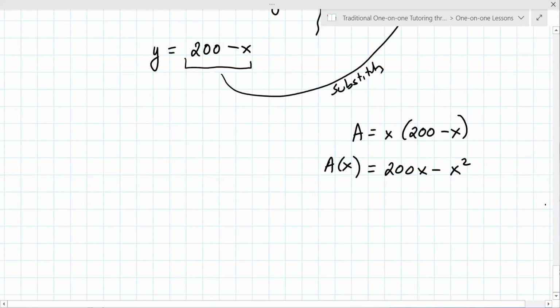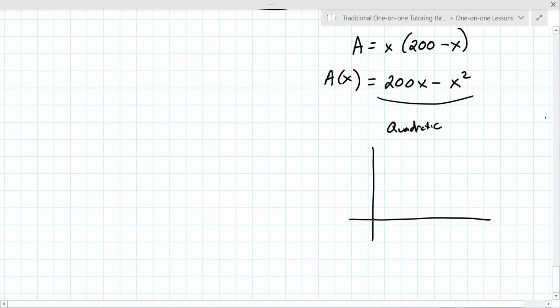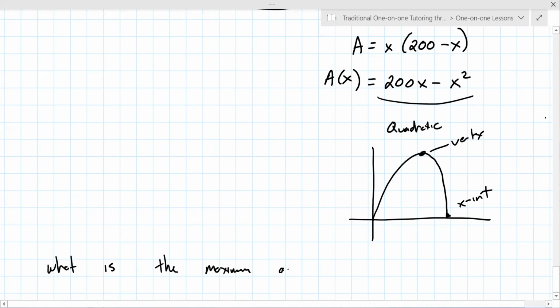All right, so do you agree that this is a quadratic here? A quadratic has the following features, right? It has a vertex and it has an x-intercept. So when this particular problem asks for what is the maximum area, it's asking for the y value of the vertex, the peak.